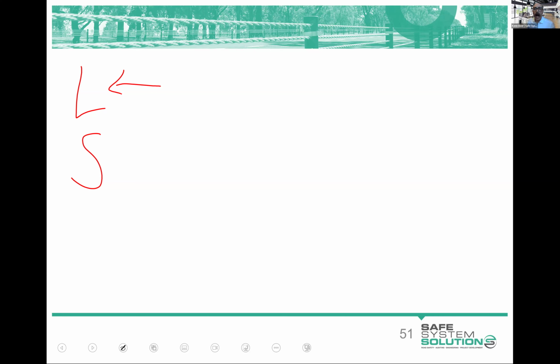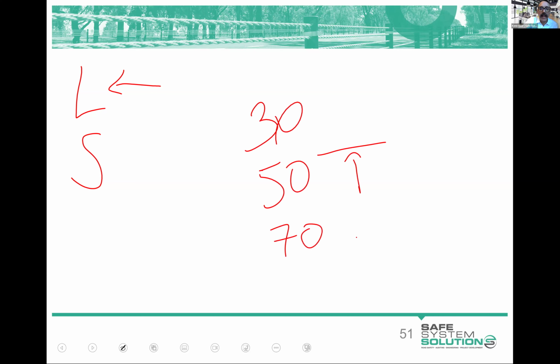Remember in module 1, we talked about safe system threshold speeds: 30 kilometers per hour for pedestrian or cyclist crashes, 50 kilometers per hour for that right angle crash at an intersection, and 70 kilometers per hour for the head-on crash. We're talking about getting speeds below those to get our primary safe system alignment. I think that's just a little recap there.